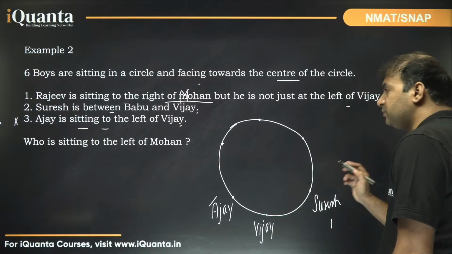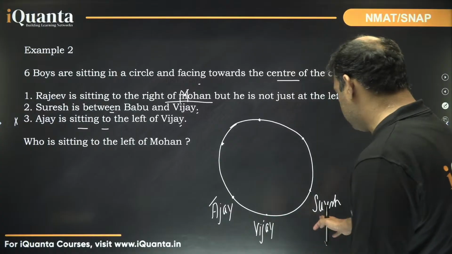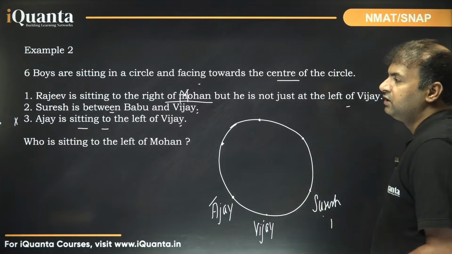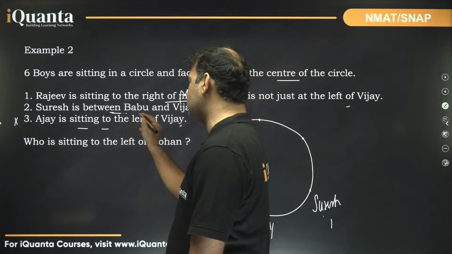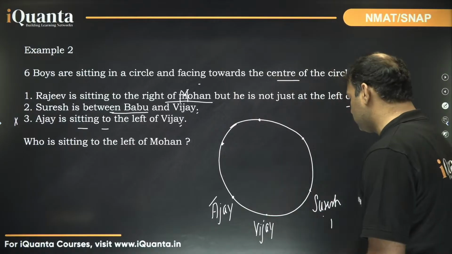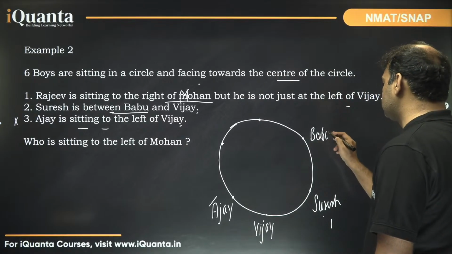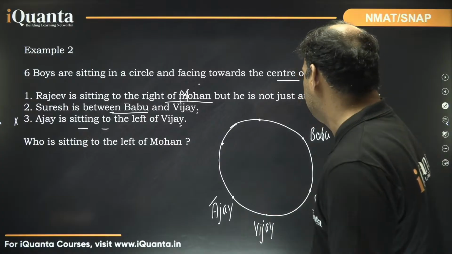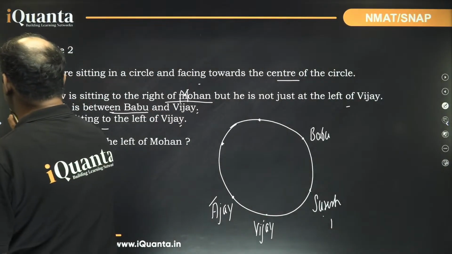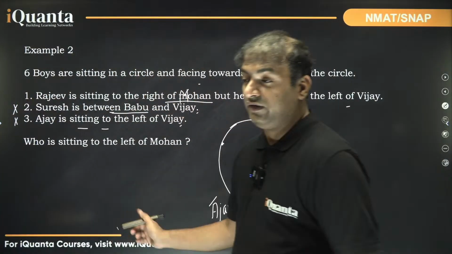So Suresh is between Babu and Vijay. This is Suresh. This is Vijay. Suresh is adjacent to another person whose name is Babu, right? So this should be the place for Babu, right guys? So this is how we use the second point as well. Alright, now only the first point is left.